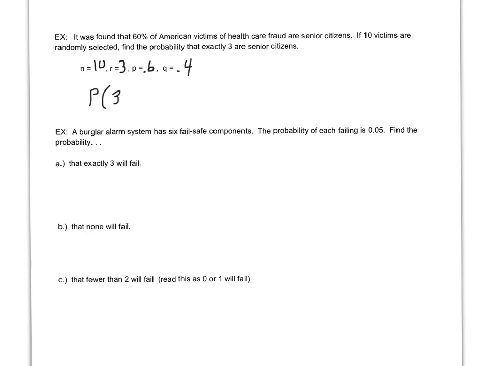So the probability we have 3 out of 10, we just use the formula. We'll do N choose R, so that's 10 choose 3, times the probability they are, that's 0.6 to the 3, because to the R, and then Q is 0.4, and we do that to the N minus R. So basically, if 3 are, it's how many aren't, and there's 7 that aren't. This is something we can just put in our calculator and see what that probability is.